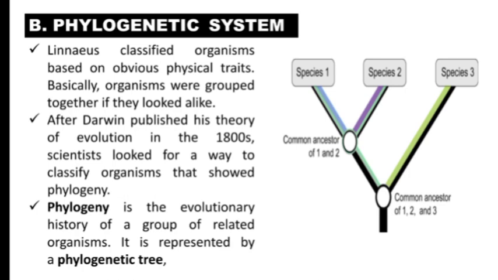Phylogeny is the evolutionary history of a group of related organisms, and it is represented by a phylogenetic tree that shows how species are related to each other through common ancestors. So we have here species 1, species 2, species 3. If species 1 and species 2 are connected together, they have a common ancestor of 1 and 2, and combined again with species number 3. So the common ancestor will be 1, 2, and 3 for the next generation.